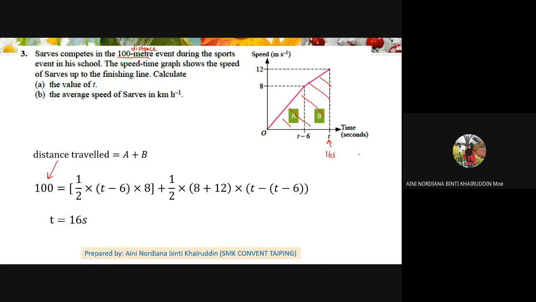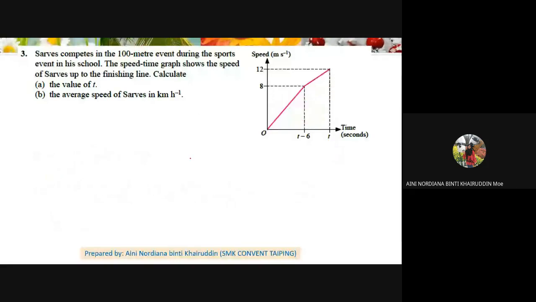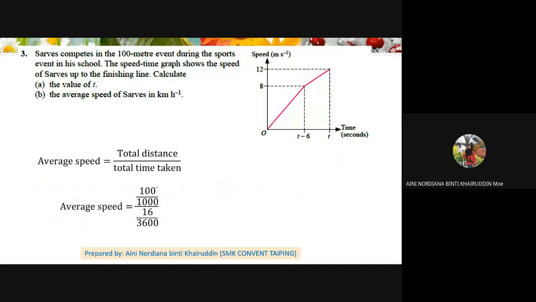So settle for 3A. 3B, the average speed of Sarvas in kilometer per hour. So average speed, formula distance, total distance over total time taken. So total distance given just now 100 meter. So change to kilometer. Divide by 1000. Total time taken 16 second just now. Divide by 3600. This one for convert to hour.